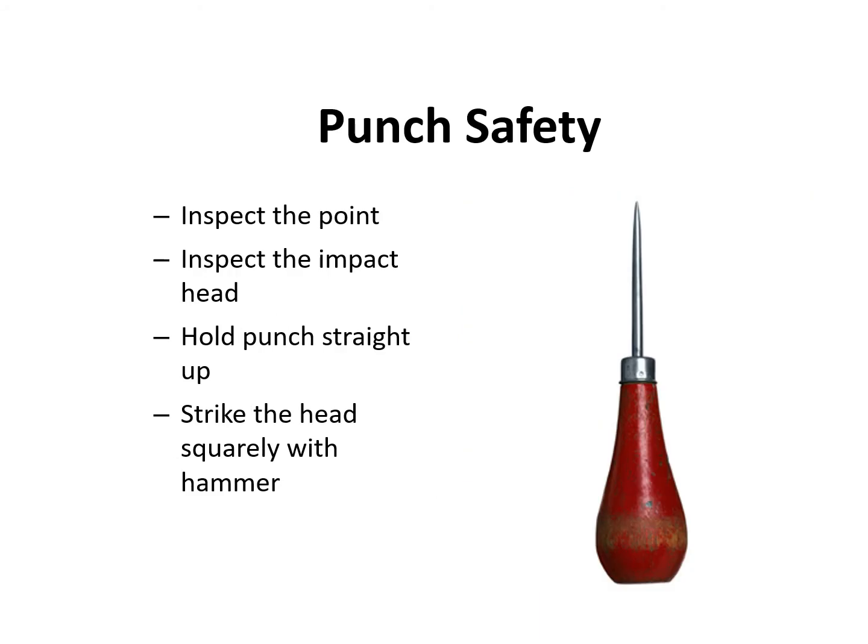When using a punch, inspect the point to make sure it's sharp and not damaged in any way. If necessary, have it sharpened. Inspect the impact head to make sure it is in good condition. A mushroomed head is more likely to splinter or break when you strike the hammer. Hold the punch straight up and down with one hand. Strike it squarely with the hammer in your other hand.